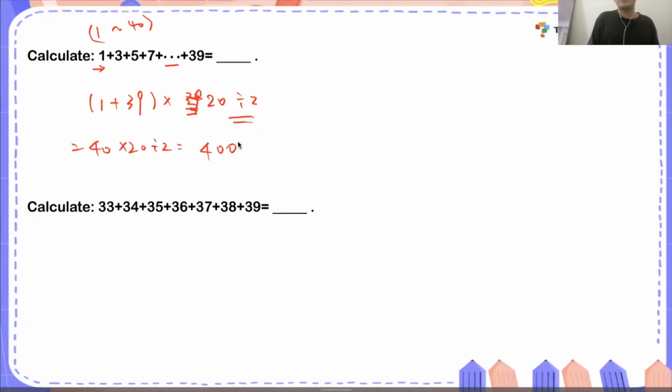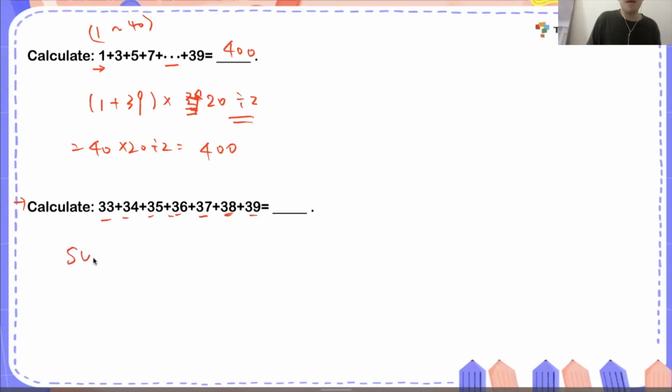We should pay attention. We need to divide by 2 at last. So that is 400, right? And for the next question, we have 1, 2, 3, 4, 5, 6, 7 — 7 terms, right? So that means this arithmetic sequence has an odd number of terms. We can use the middle method.